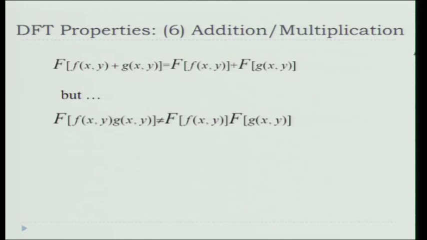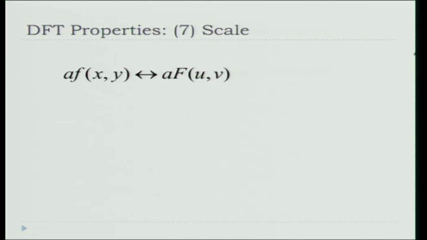Addition and multiplication on DFT: if you add two DFTs, the resultant is also a DFT, but it does not hold good in the case of multiplication. Scaling is another one. The transform of a times f of x y is a times F of u v, where a is a scaling factor. It is very straightforward; if you put it in the formula, you will easily get it.